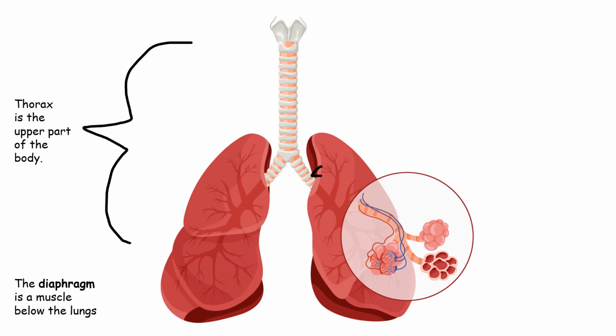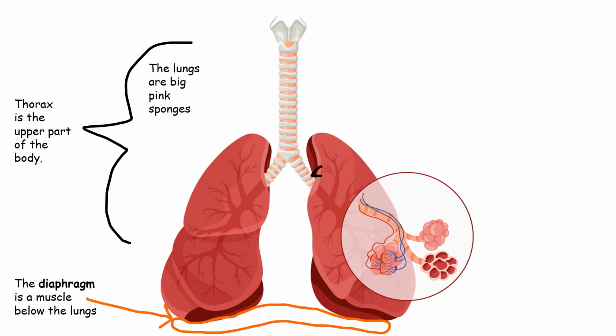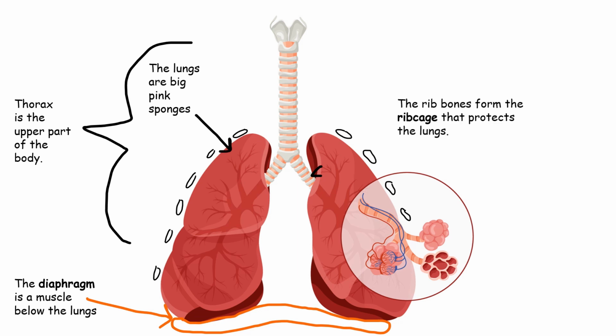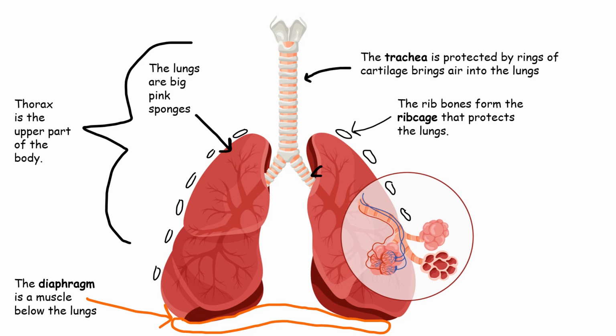And within the thorax, you have a muscle just below the two lungs. And this muscle is known as the diaphragm. It helps with inhalation and exhalation. These two big pink sponges above it, they're the actual lungs. And then you can see these black circles, they represent the rib bones, which form the rib cage and protect the lungs from damage.